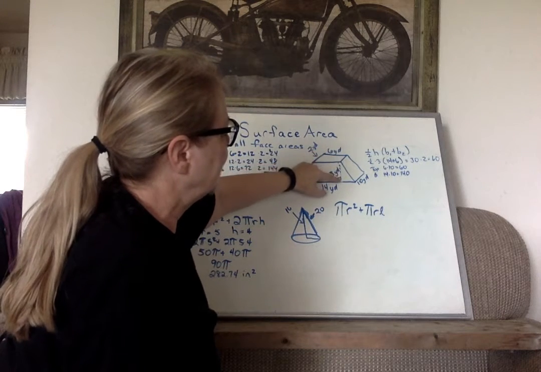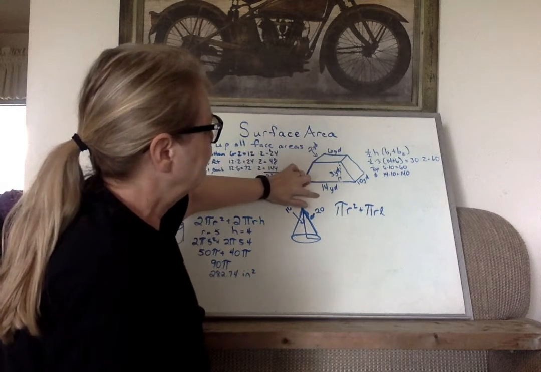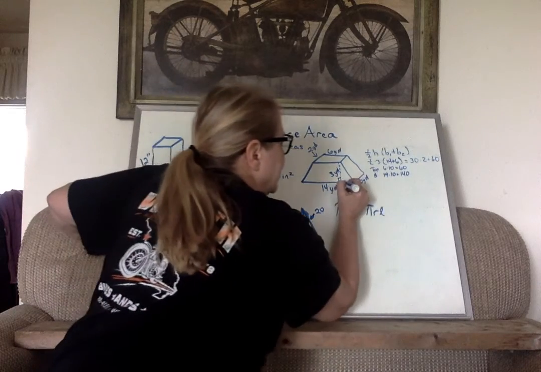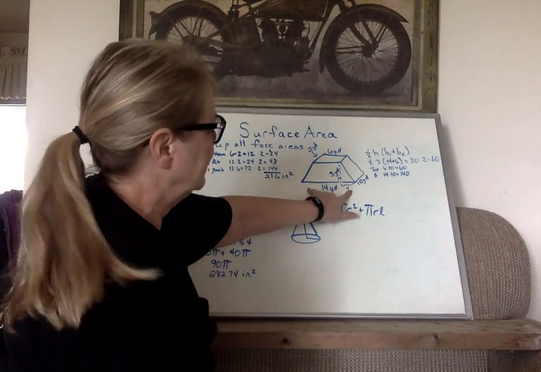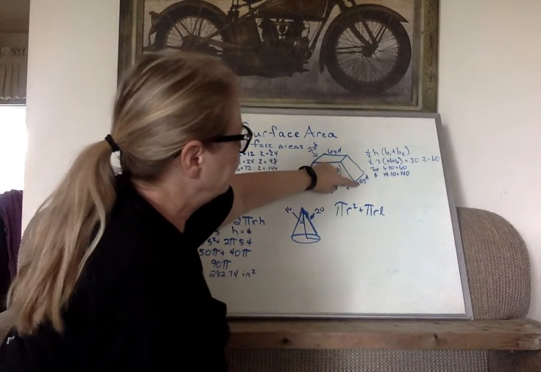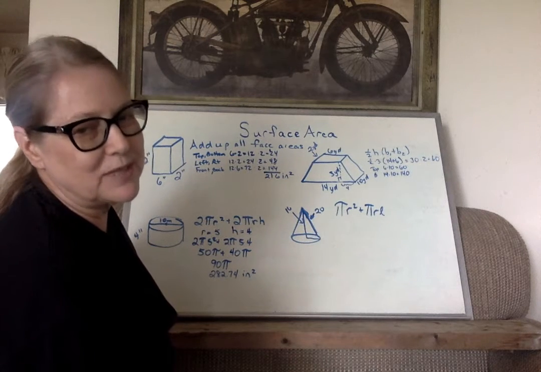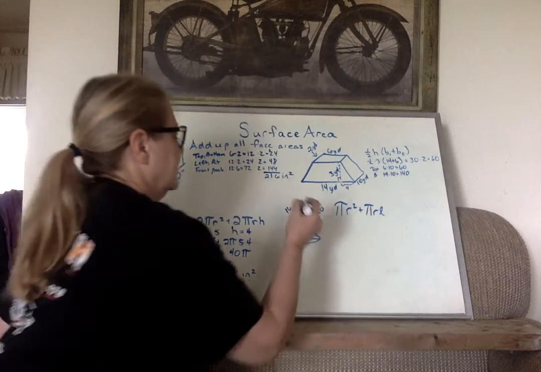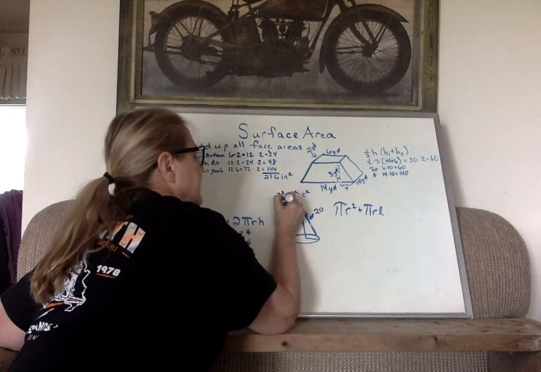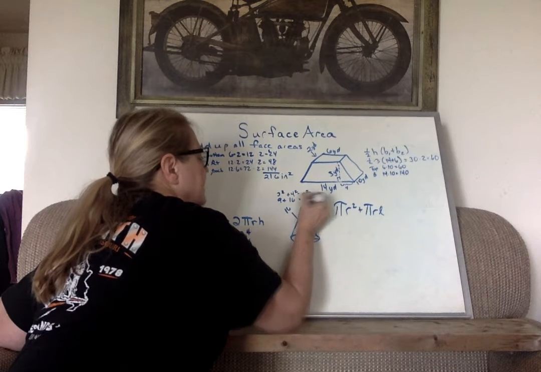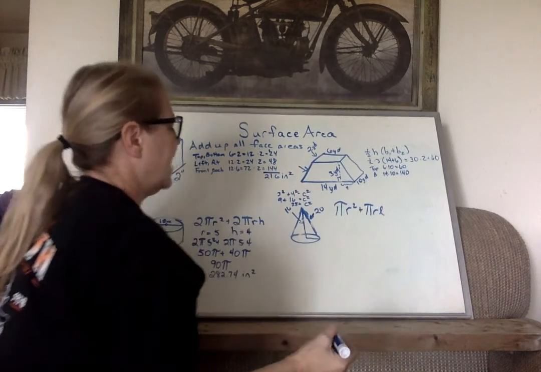But you right here have a right triangle. The bottom is 14, the top is 6. 14 minus 6 is 8. That means this little piece is 4, because 8 split in 2, 4 and 4. So this is 3, and this is 4. Two sides of a right triangle. 3 squared plus 4 squared equals c squared. 9 plus 16, 25. This piece then is 5.